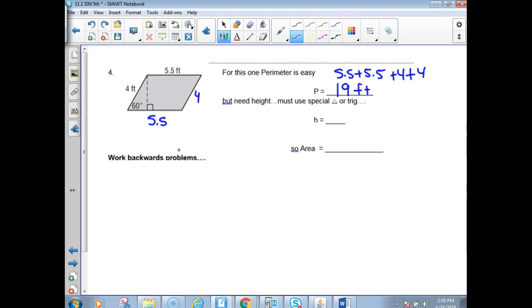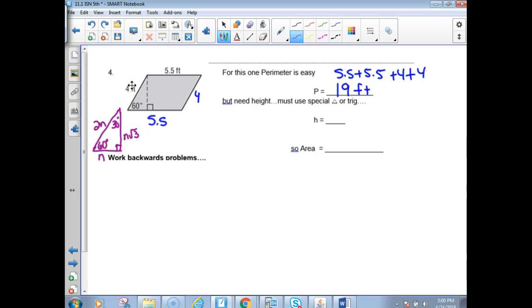All right, now, I need to know the height. I have to use special right triangles or trig to get it. I tell you what, if you learn the special right triangles, it's faster than doing the trig. So I'll give you a quick reminder of the pattern that we tried to learn, but everyone was not successful with it. You had 30, 60, 90, and your short leg was n. Your long leg was n times the square root of 3, and the hypotenuse was twice the short leg, 2n.